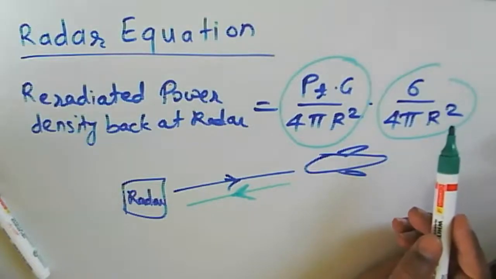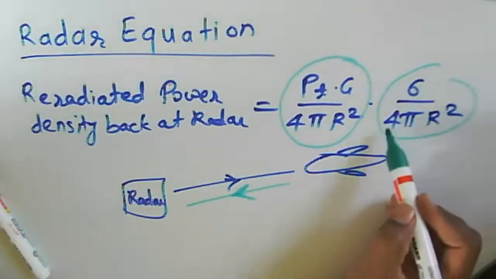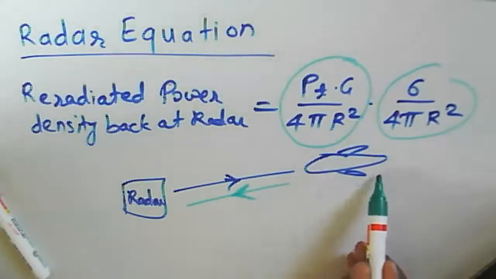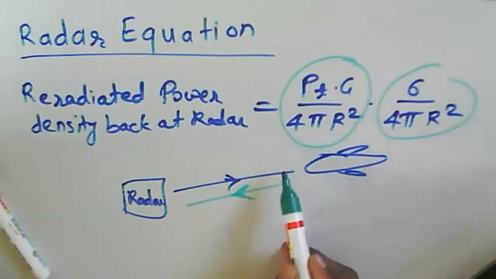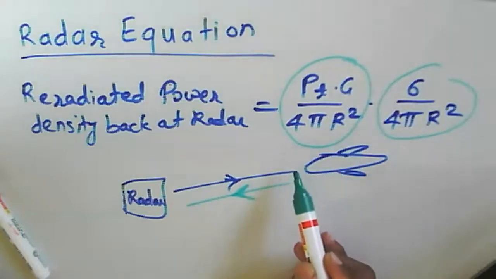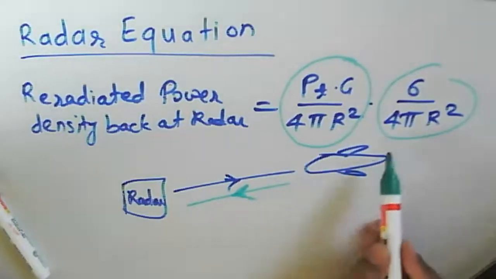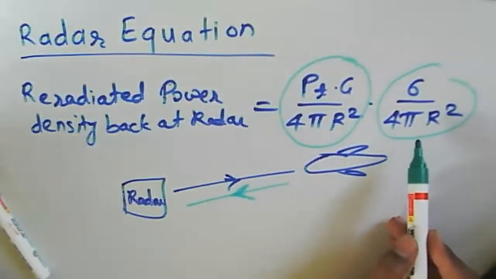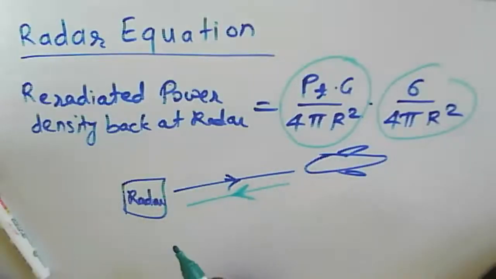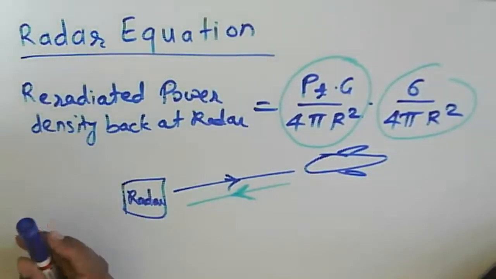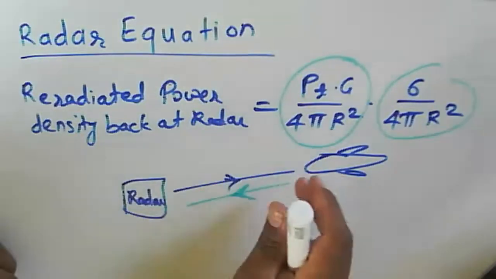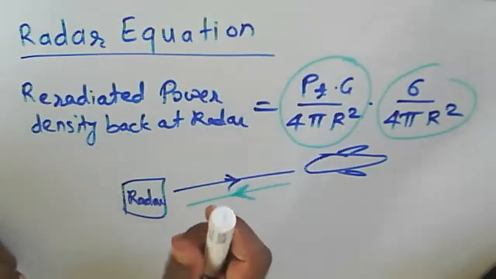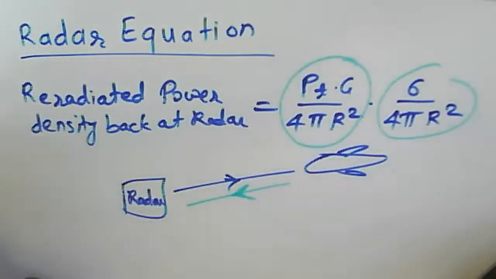So what we consider here is sigma by 4 pi r square, from this particular object, which reflects the power. That's why the power density from the radar cross section is returned to the radar. So we can find out the re-radiated power here.